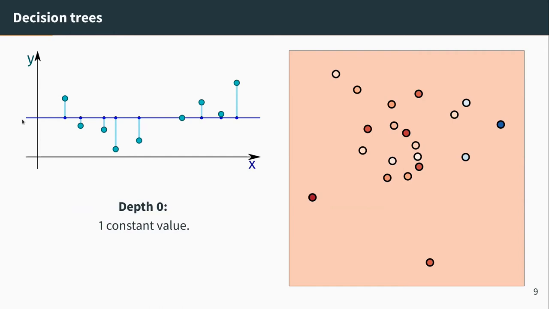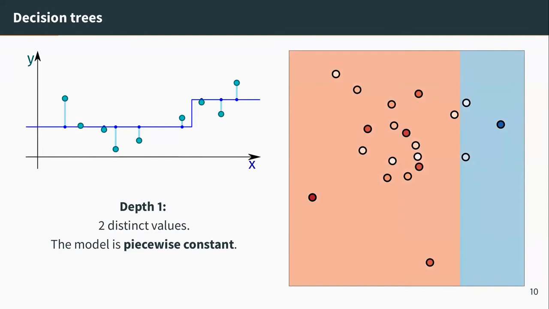I'm always going to represent the decision rule in the one-dimensional case as a blue line. The cyan error bars are the thing that we want to minimize, with the trade-off that depends on the model complexity. And on the right-hand side, I'm showing you, using color values, the value of my model on all the points of the 2D plane. So this is depth 0, and now this is depth 1. What you see is that with a binary tree of depth 1, we have access to two distinct values, and our model is piecewise constant. In the 1D case, we've already seen how the algorithm worked, and it chose this split.